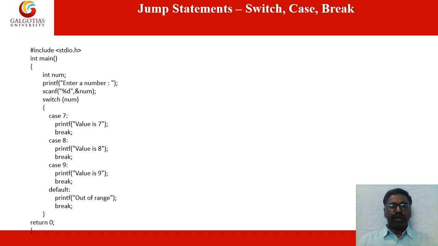If the user is giving the value 10, what will happen? The switch will evaluate this for each and every case. Case 7 is evaluated, case 8 is evaluated, case 9 is evaluated, and at last we go for default. In default it will say out of range, and then it reads the break to come out of the switch statement.